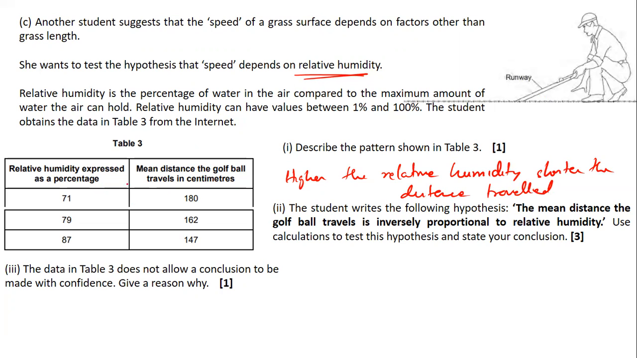If the relative humidity is given as h, then I can say h is proportional to 1 by the distance traveled by the ball in centimeters. The student raises the following hypothesis: the mean distance the golf ball travels is inversely proportional to relative humidity. So you just have the opposite form, the other form of it.